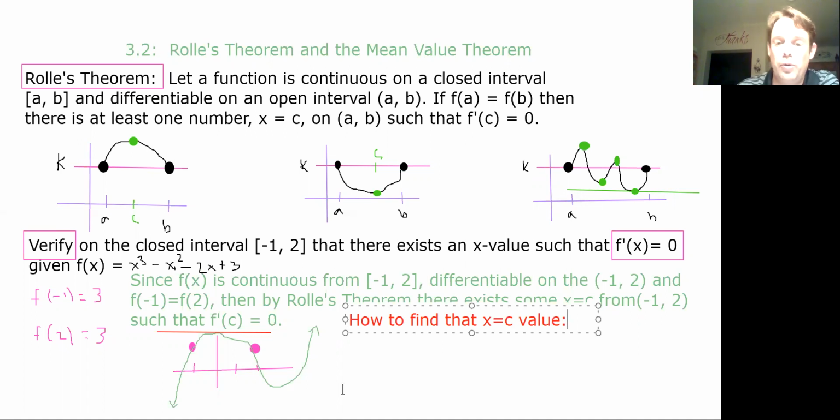If we wanted to find it, we could do that. It wouldn't take a lot of time. We weren't asked it, but if we wanted to, we could. We just have to find the derivative. So we just do a real quick product or power rule here. So 3x squared minus 2x minus 2. And then we'd set that equal to 0.